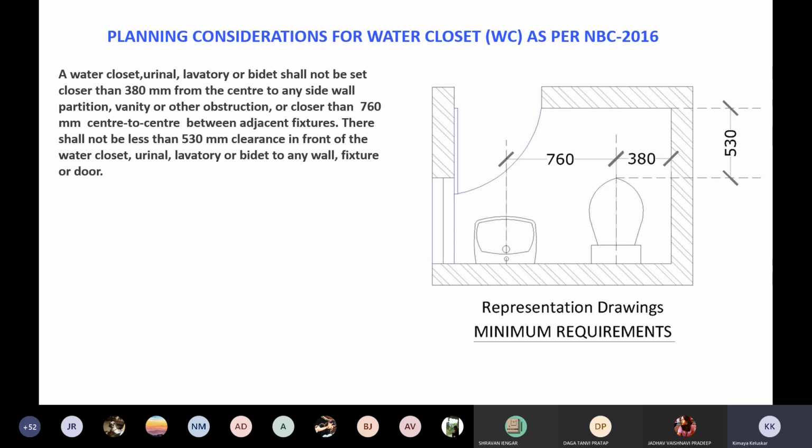So the dimensions that we are telling you are very simple. From the wall, whenever you have to put any fixture, make sure it is not less than 380 mm. Whatever you give should be 380 mm or more. Between the two fixtures, it has to be 760 mm minimum, not less than that. And in front of your pot, the minimum dimension that you need to maintain is 530 mm. And these are nothing but the standards given by the NBC, which is the National Building Code 2016.